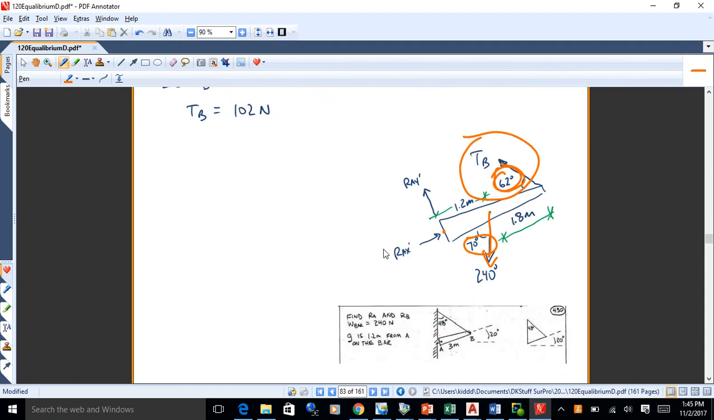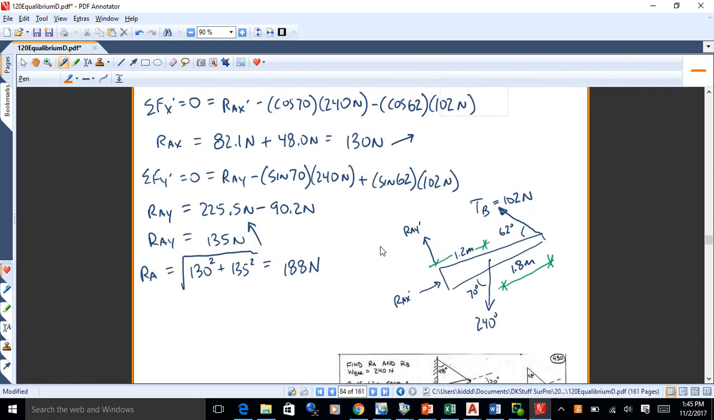Okay, so 102, and then you can do the sum of Fx prime and sum of Fy prime. You'll get different components for x prime and y prime, of course, because you're using inclined axes. But notice when you take the square root of the sum of the squares, you get the same force in the pin, because the force in the pin is what it is. Regardless of which set of x and y axes you use, you'll get the right answer. They'll always come out to be 188.